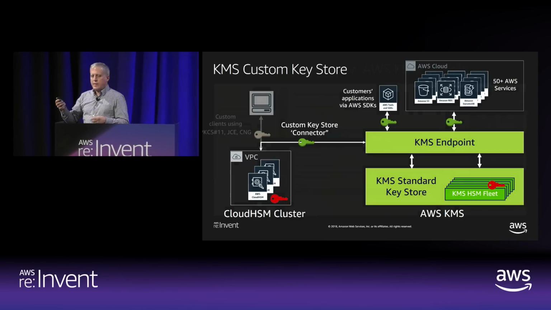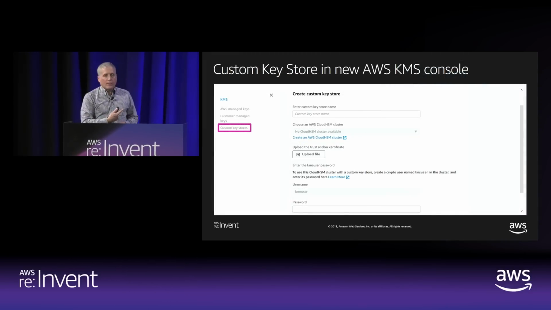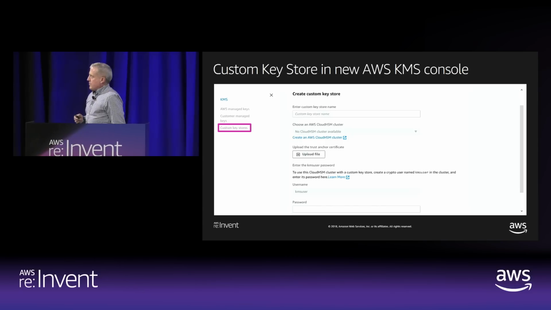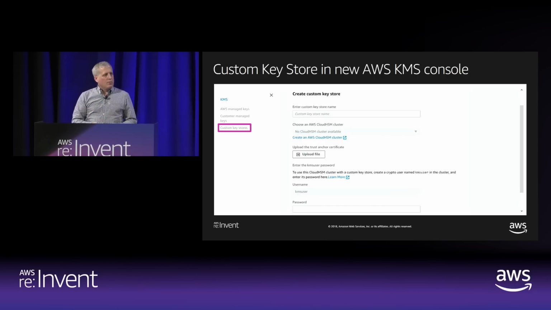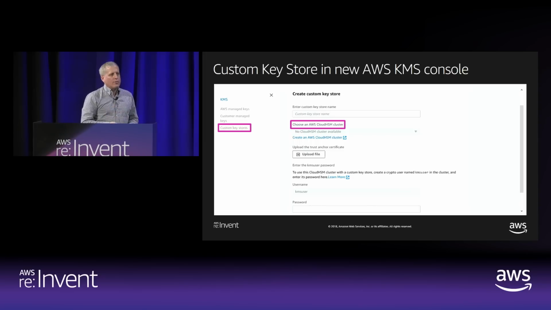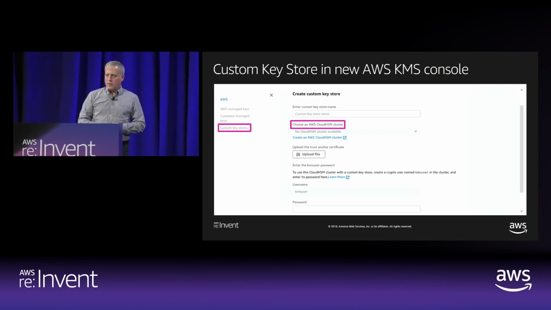So how does that process work? How do you set up this connection? Well, here's a screenshot of the console. Clearly, there's a set of new APIs so you can do this programmatically. On the left-hand side, you'll see there's a new option for custom key stores. And here you get to define an arbitrary name for the store. You are going to choose an existing Cloud HSM cluster. So this cluster has to have been created beforehand.